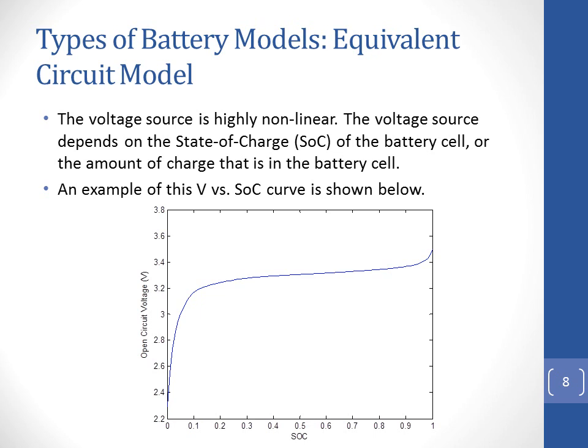In general, the voltage source, along with the resistors, capacitors, and inductors, are nonlinear and functions of the state of charge. The state of charge is the amount of charge or energy in a battery cell. It is analogous to the gas gauge in a car. An example of this nonlinear voltage source versus SOC curve is shown below. This plot in particular comes from some of the research done in the lab that I belong to at Penn State.